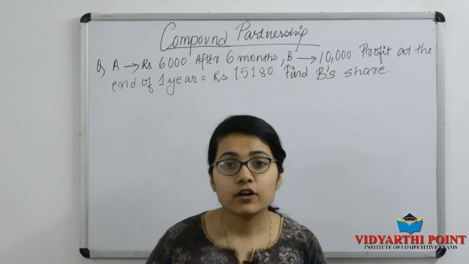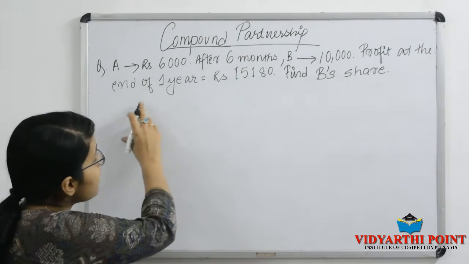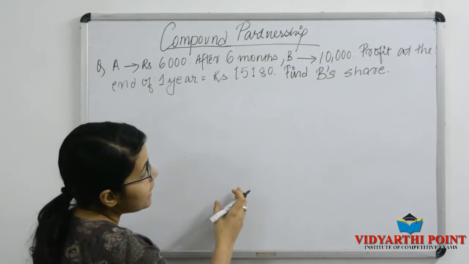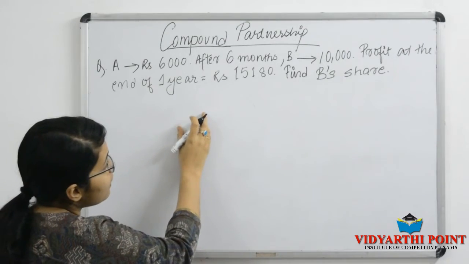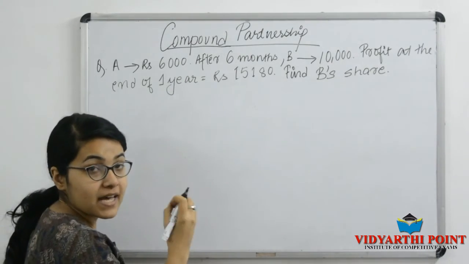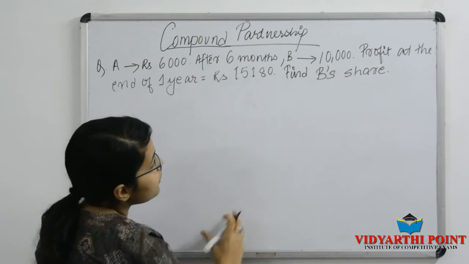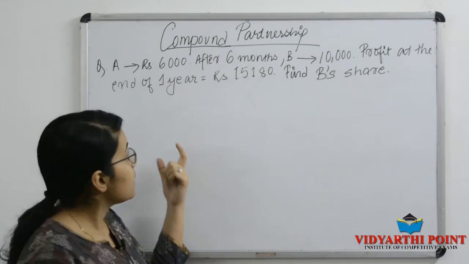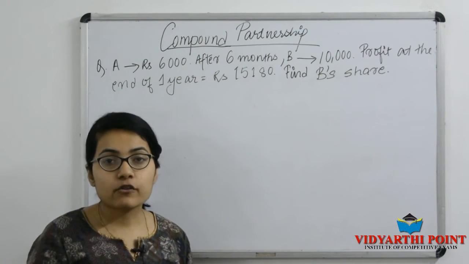Now, we have a question from the compound partnership. Here, A invested rupees 6,000. After 6 months, B invested rupees 10,000. The profit at the end of the year, that is the profit at the end of 1 year, is rupees 15,180. Find B's share.